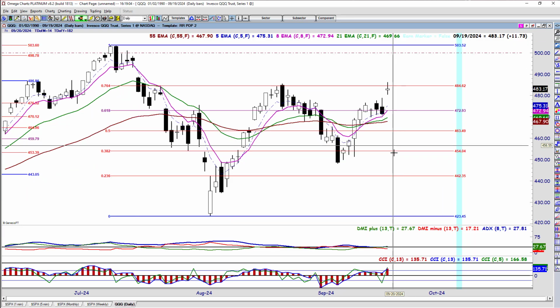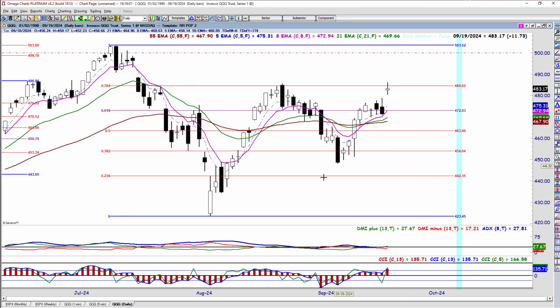We're going to look at the Qs. Now today on the Qs, we had a great gap away. I love this. Was it an overreaction? Tomorrow we get profit taking.